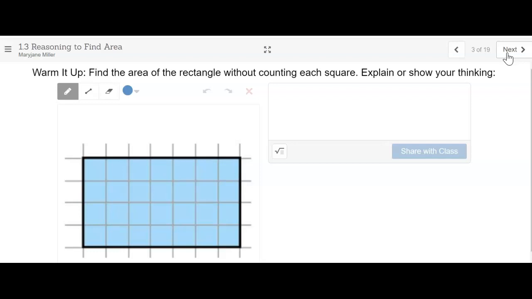And then we're going to find the area of the rectangle on this one without counting each square. And remember, we learned that to find the area of a rectangle, you multiply the length times the width. And so let's go ahead and count up these squares. We have 1, 2, 3, 4 on this side. So I'm going to write in the number 4 here. And then across here we have 1, 2, 3, 4, 5, 6, 7.